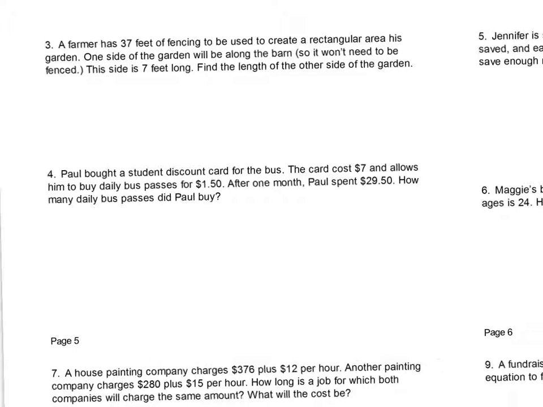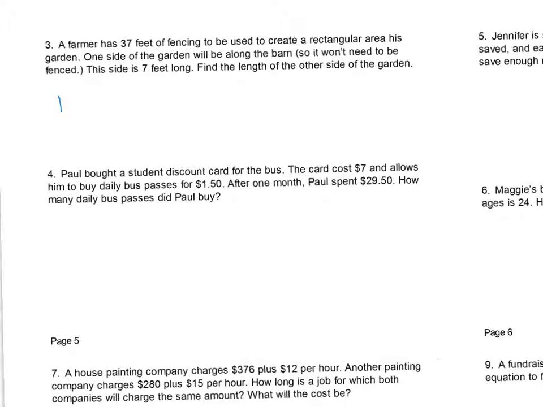Okay, for number 3, a farmer has 37 feet of fencing to be used to create a rectangular area around his garden. One side of the garden will be along a barn, so it won't need to be fenced. This side is 7 feet long. Find the length of the other side of the garden. So in this case, probably our best bet would be to go ahead and draw a picture.